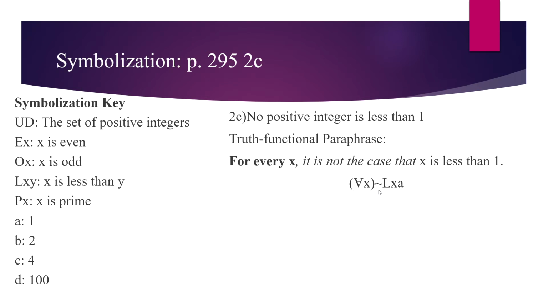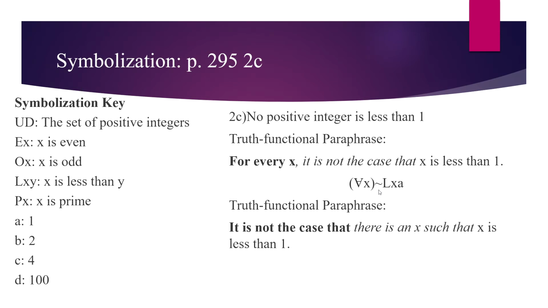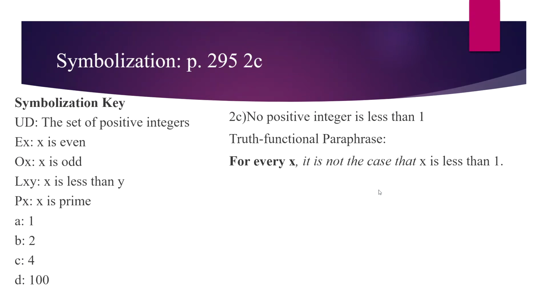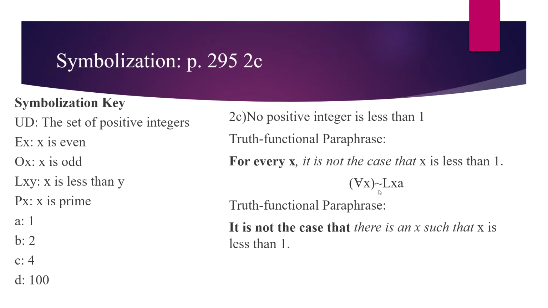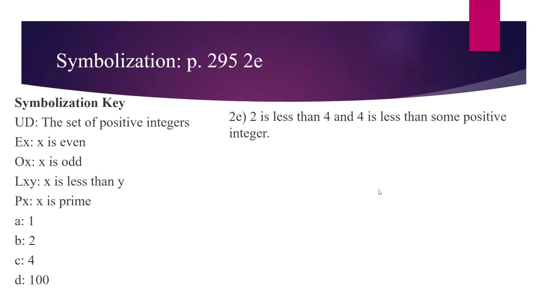We also could have done it this way. It is not the case that there is an x such that x is less than 1, right? We say there is some x less than 1, and then we add the negation to the front. So that symbolization would be this, right? It's not the case that there exists an x such that x is less than 1. These two formulations are logically equivalent. Either one of them you choose to use is fine.